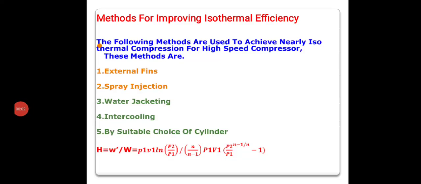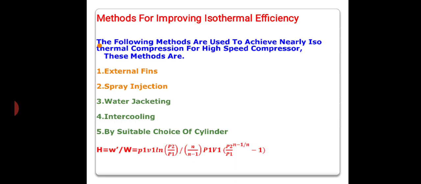Good morning, students. Before starting the problems related to the compressor, we have to see a brief review. First, we are going to see the methods of improving the isothermal efficiency. Now, the methods which we are going to use for increasing or improving the isothermal efficiency, we have discussed previously. First, we are going to provide external fins, so the cooling effect will be increased.